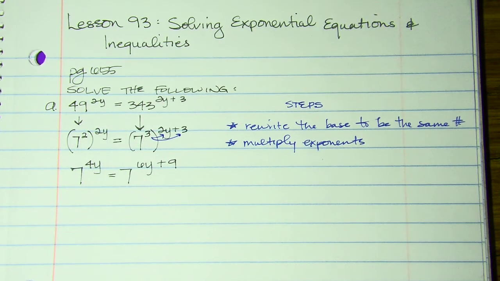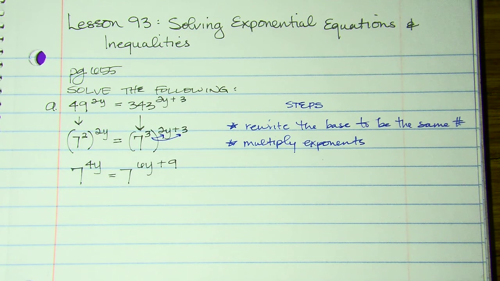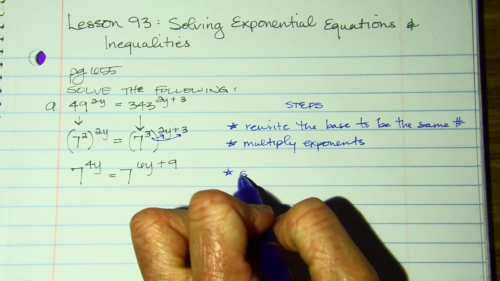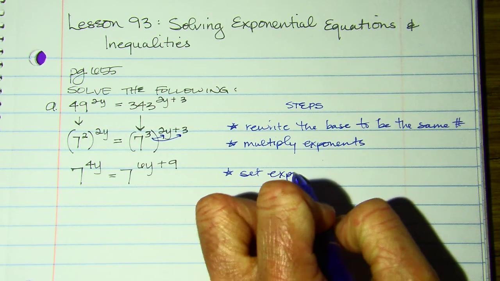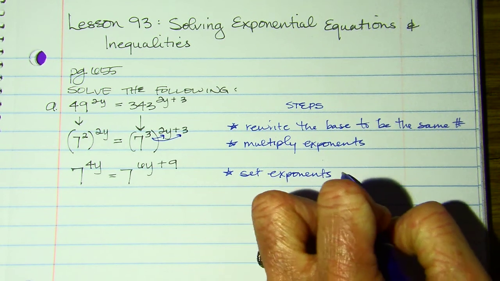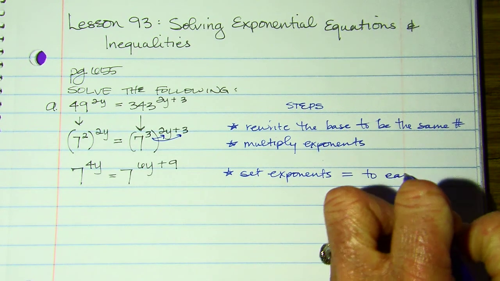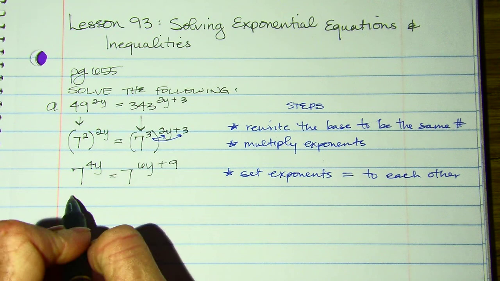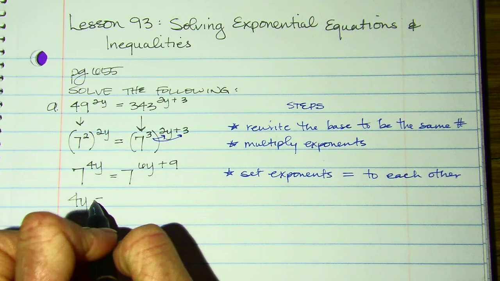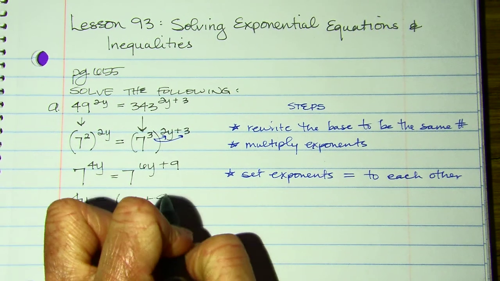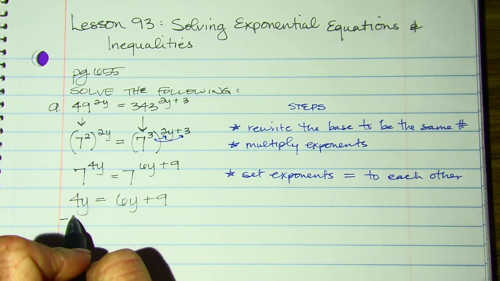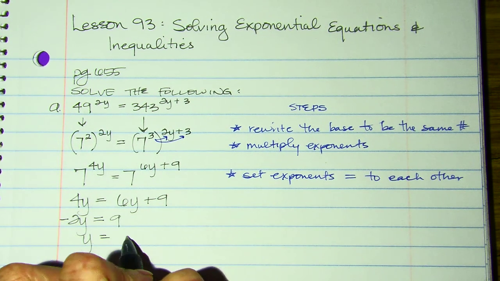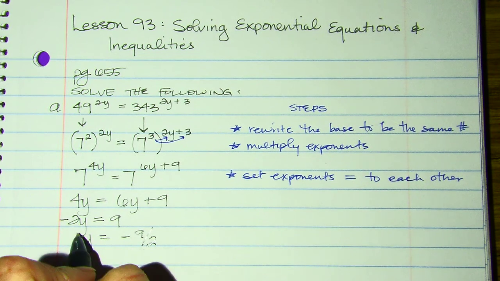Now that both my bases are the same, the last step is set exponents equal to each other and solve. So 4y must equal 6y plus 9. If I subtract 6y, I get negative 2y equals 9. So y equals negative 9 over 2.